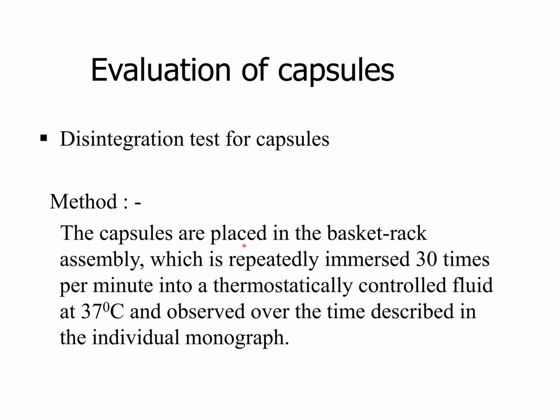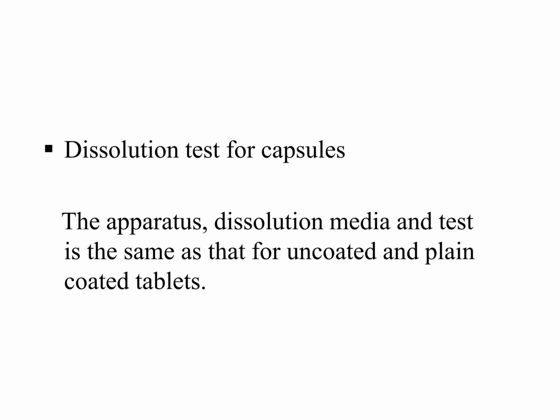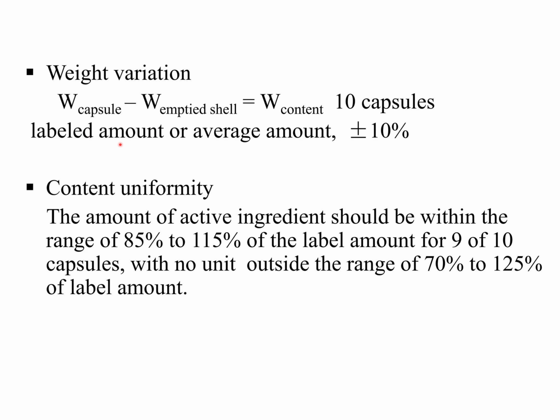The capsules are placed in the basket rack assembly, which is repeatedly immersed 30 times per minute into a thermostatically controlled fluid at 37 degrees Celsius and observed over the time described in the individual monograph. So this is the dissolution test for capsule. This is the weight variation test, and this is the content uniformity test. The amount of the API should be within the range of 85% to 115% of the label amount for 9 of 10 capsules, and with no unit outside the range of 70 to 125% of the label amount.